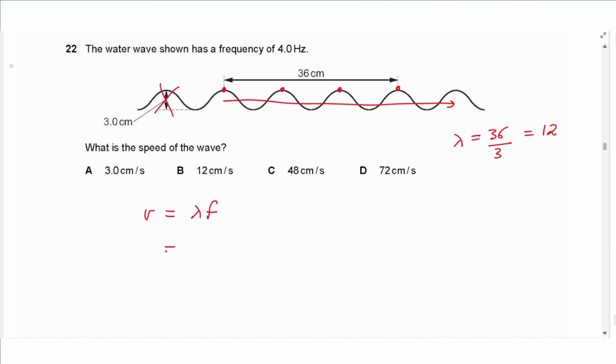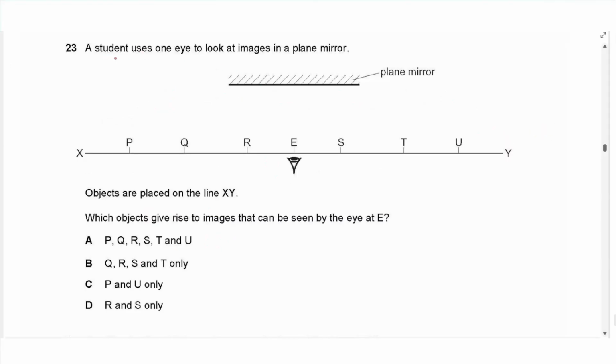Then we can use this wavelength to multiply it with frequency, and the units required are centimeters per second, so we do not need to convert centimeters into meters. So 12 multiplied by 4, that gives an answer of 48 centimeters per second, so the answer is C. Question 23 says a student uses one eye to look at images in a plane mirror. Objects are placed on the line XY. Which objects give rise to images that can be seen by the eye?